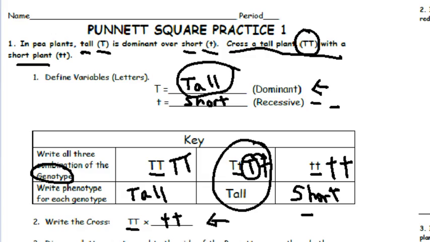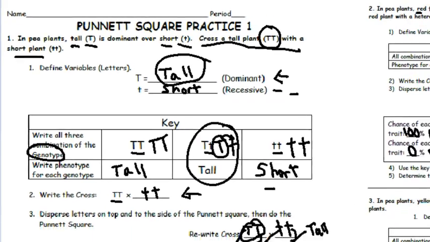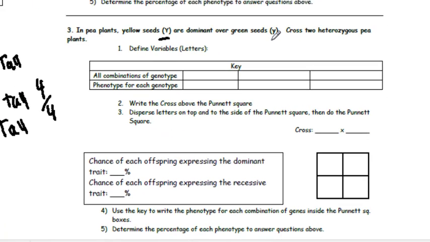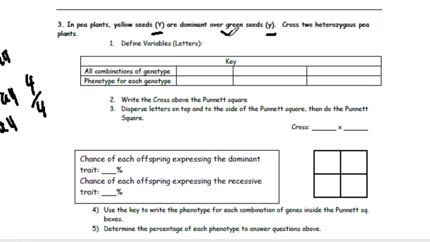Let's quickly do number 3. We're going to do the same thing. Take a look. Here's your variables. Capital Y equals yellow, and lowercase y equals green. So let's put all the combinations of the genotype now.